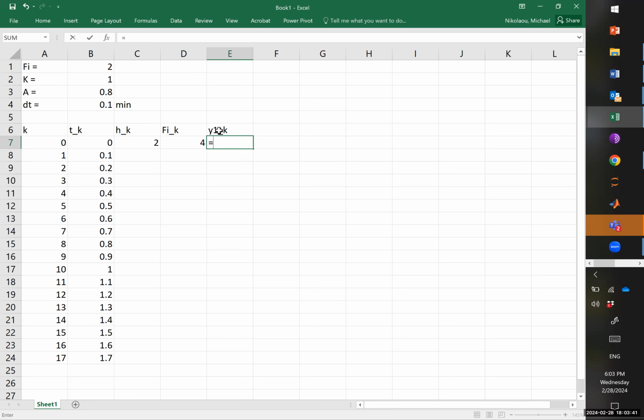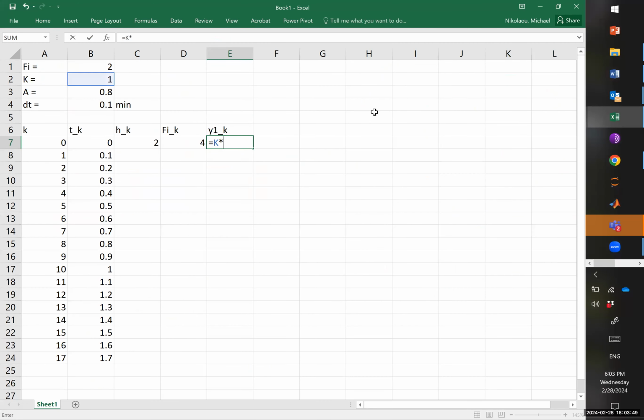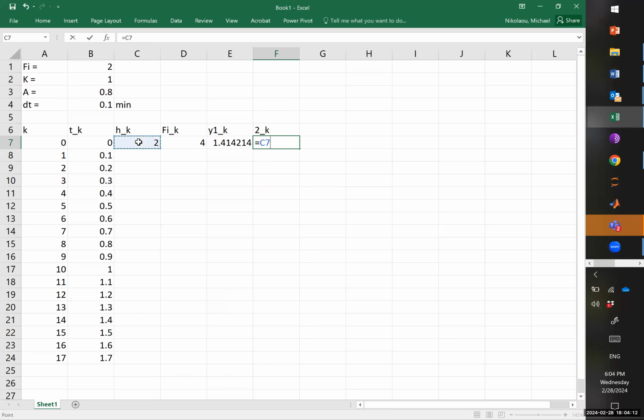And then we have Y1K, equal to what again? Y1K is K capital times square root HK. So it's equal to K square root HK. And Y2 is equal to just HK. Okay, so these are our starting points.